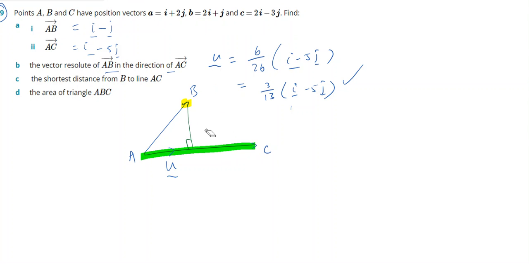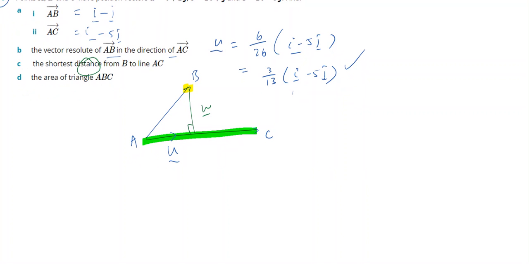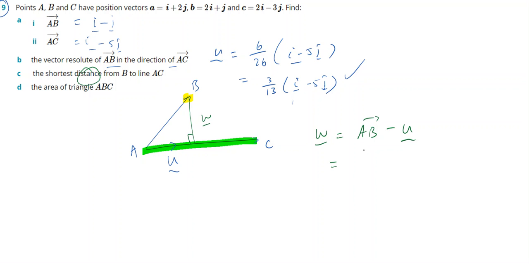So we'll call that w. We want the distance of w, because we want a scalar quantity. So it says distance, it doesn't say vector w. But first of all, we know w is given by the vector AB minus the vector u, which we just found. So AB is i minus j, and you're minusing the vector u. That's i minus j minus 3 over 13 i plus 15 over 13 j.